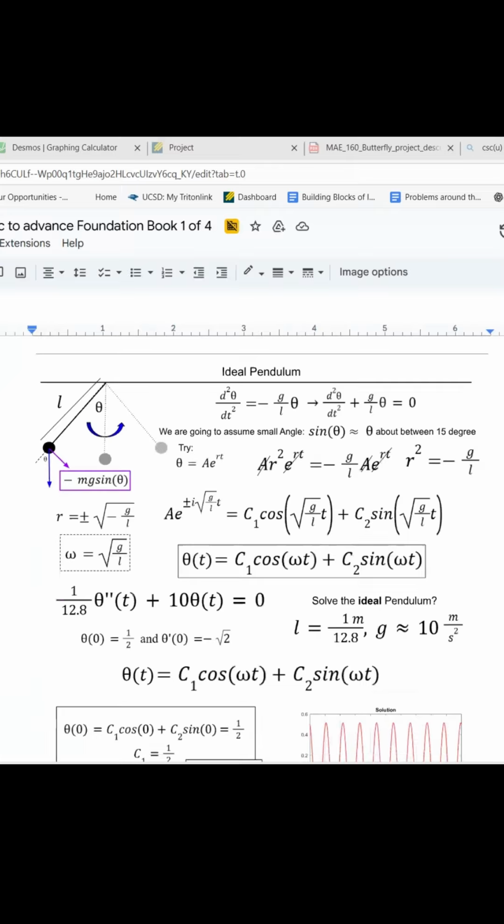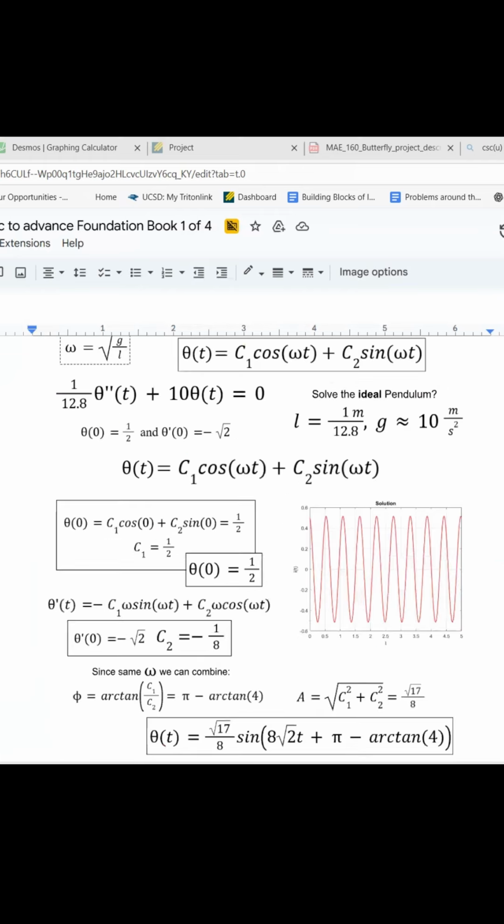Pendulum next. This is the first. I realized in the spring one I skipped over this one where we actually solved this. If you solve it, it was boring. That's why I didn't really explain much. But you basically get oscillation like this and constant weight like that. So it's not really that big of a deal that you missed that.